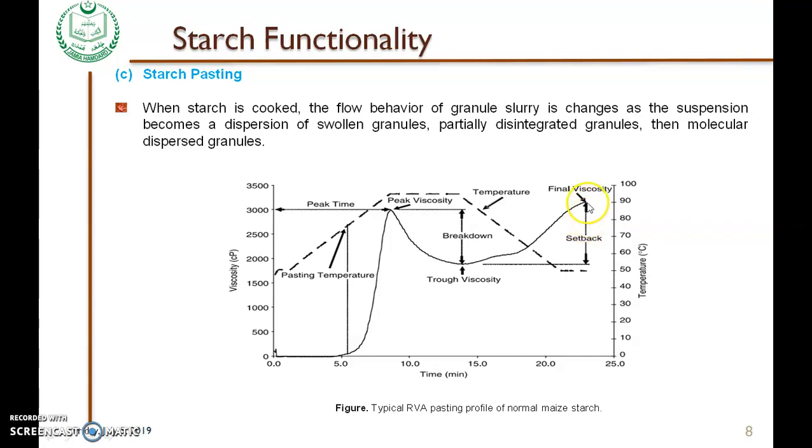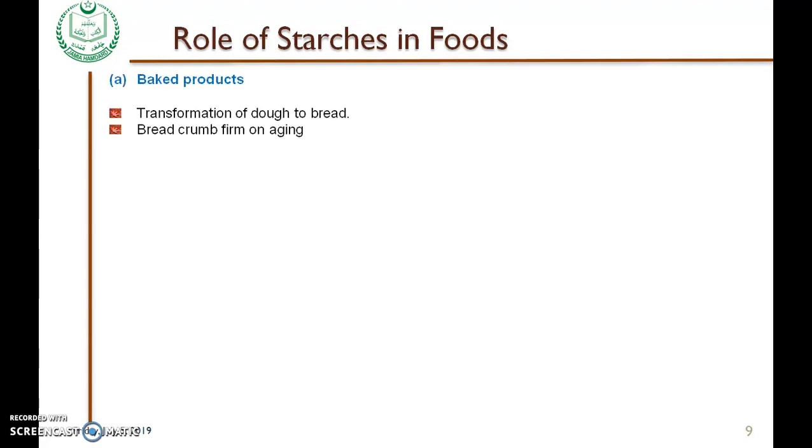Then what is the final viscosity? Final viscosity is the ability of the material to form a viscous paste or gel after cooling. Okay, that is about the pasting curve. So next we'll come to the role of starch in foods.